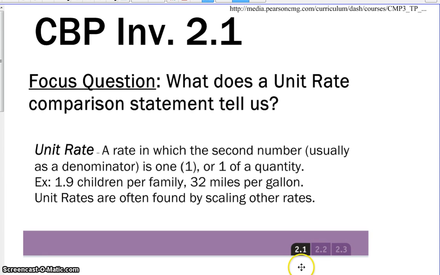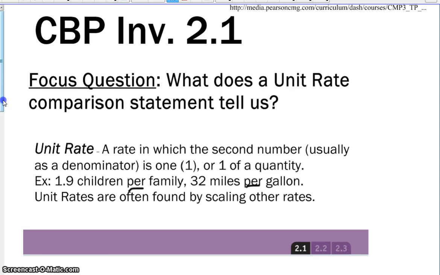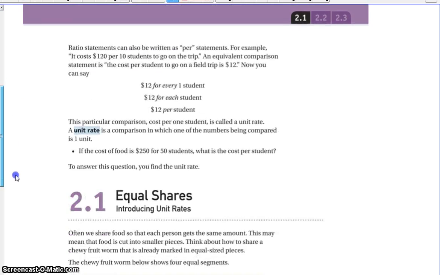And unit rates are often found by scaling back other rates. A unit rate, we usually write it as a fraction, and you'll often hear or see the word per. So miles per gallon, that's a unit rate that stands for 32 miles in 1 gallon. So for 2 gallons, we'd have 64 miles. All right, so let's take a look at some of the book statements.